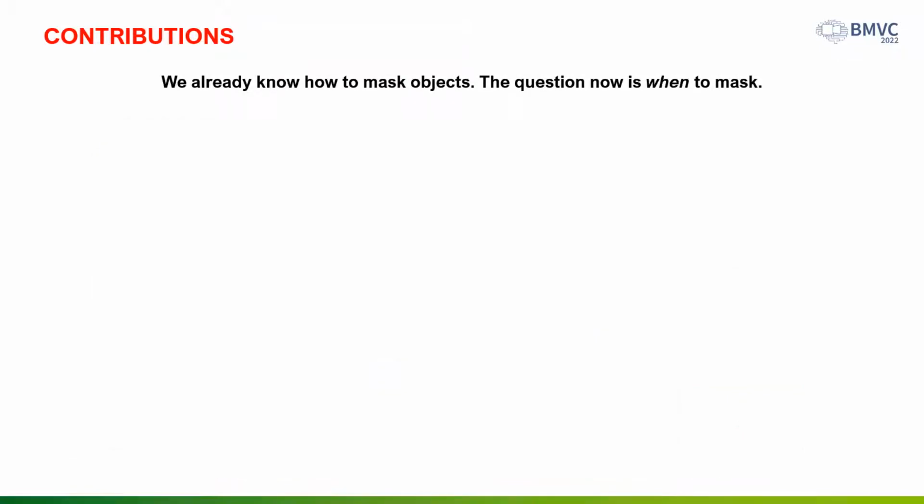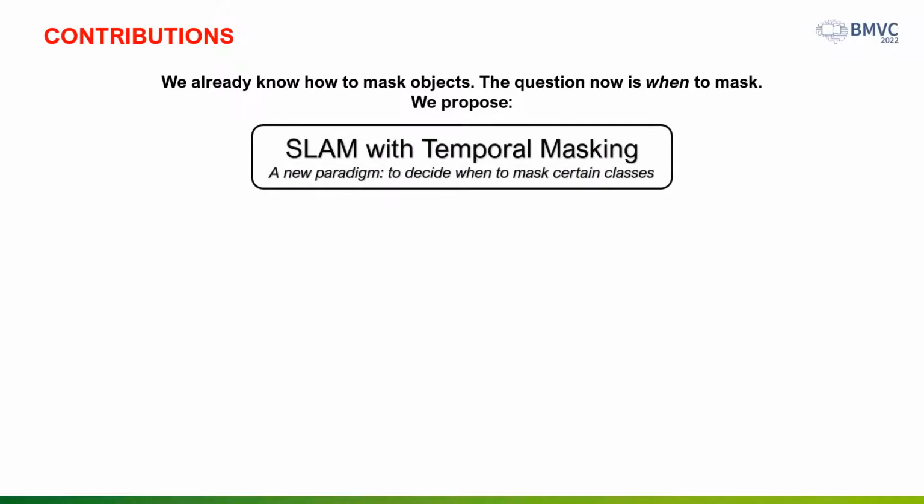We already know how to mask objects. There are many approaches in the state-of-the-art to do so. The question now is when to mask these objects. So we propose SLAM with temporal masking. Temporal masking is a new paradigm to decide when to mask certain classes of objects.